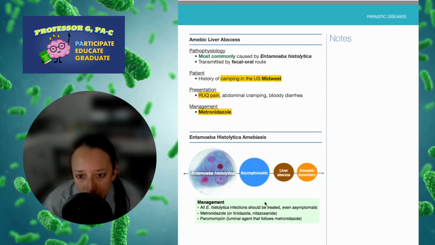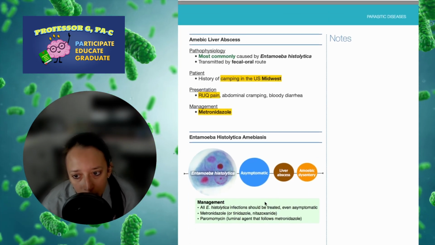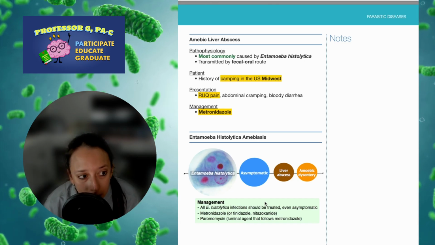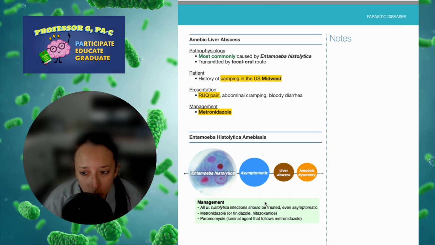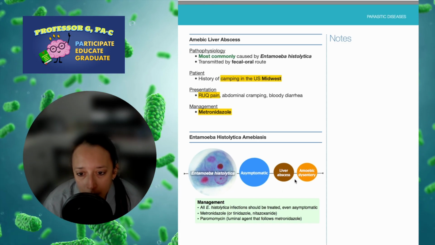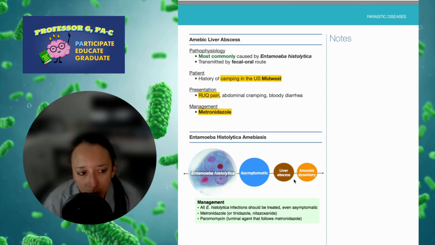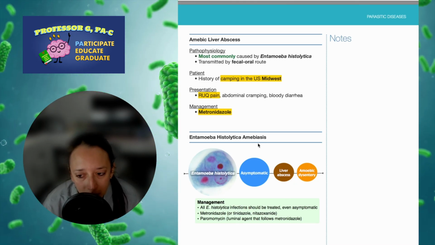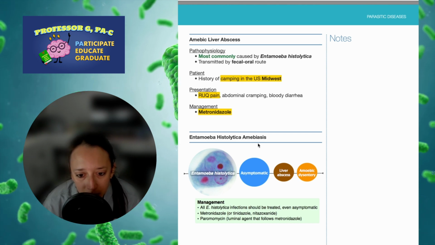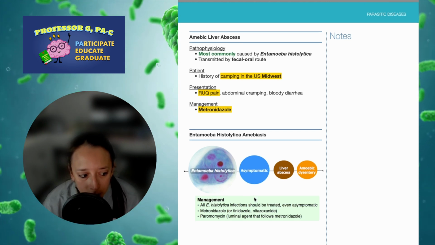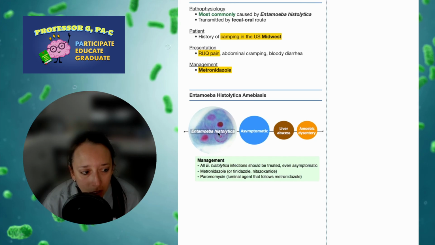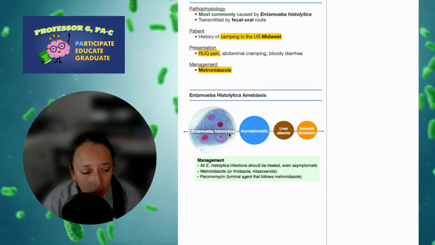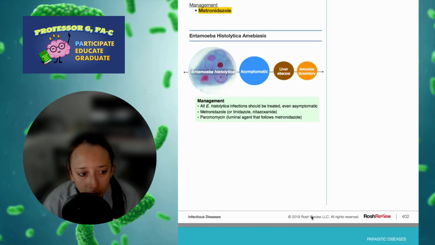Next up is amoeba liver abscesses or Entamoeba histolytica. That's the type of amoeba that causes this, transmitted usually by fecal oral route. Patient may have a history of camping or travel to the Midwest or the tropics, and they'll have this right upper quadrant abdominal pain, bloody diarrhea, and abdominal tenderness. And treatment's going to be with metronidazole. Okay, so this is kind of the progression of the different things that can happen with it.